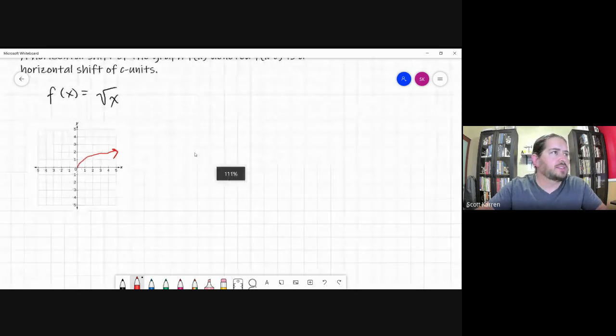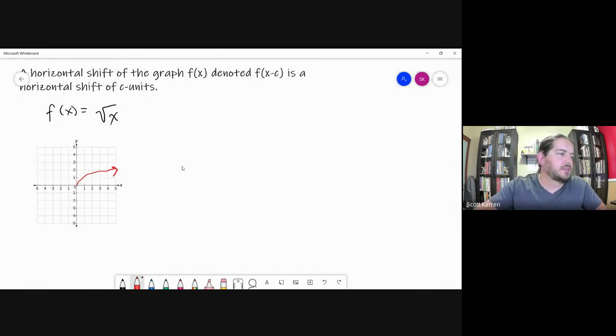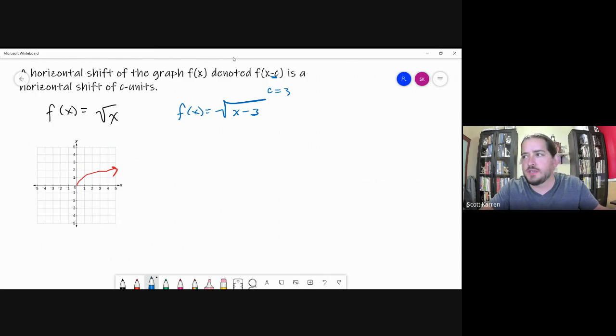And so if I consider the graph f of x equals the square root of x minus 3, right? So here it's minus 3, so c is equal to 3, which means there should be a shift to the right by 3.